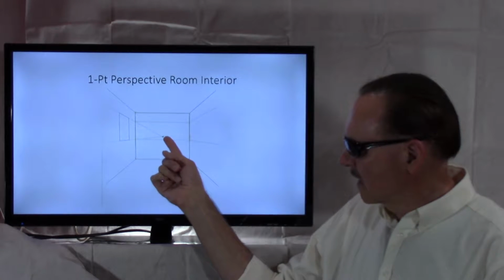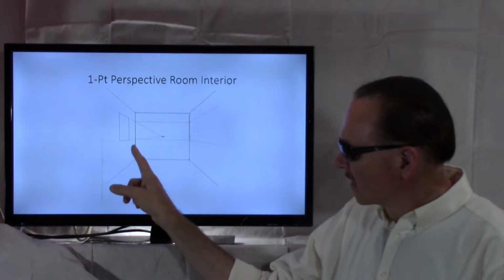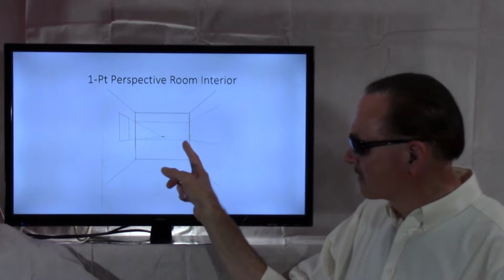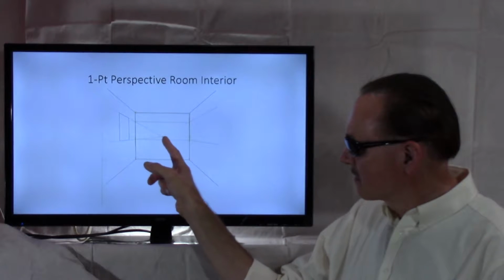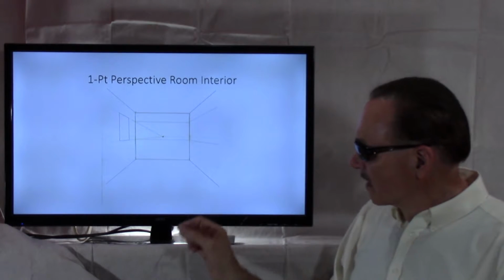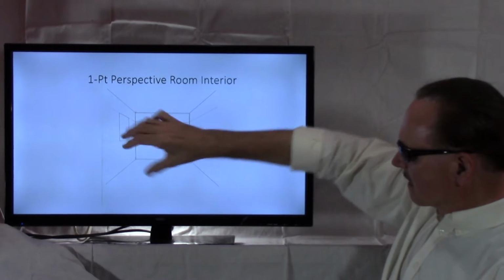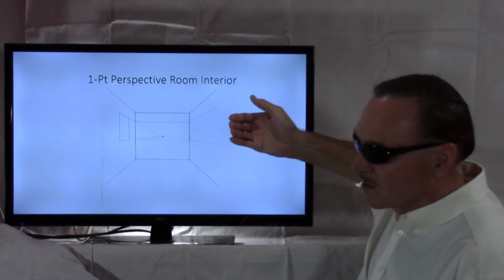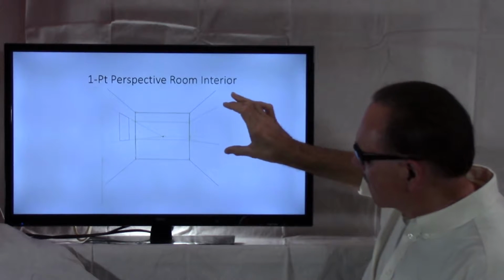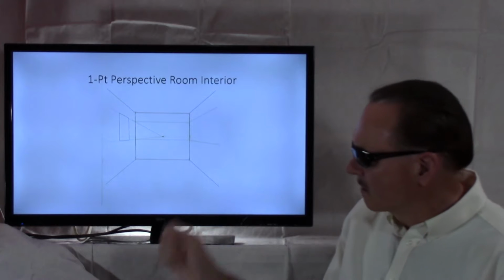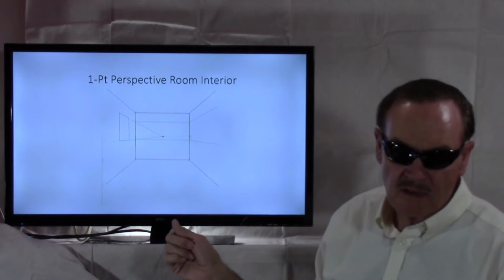If I were going to draw the bottom of the window of the same size, I would have to use the same vanishing point here for the bottom. Where it runs into this corner, I make a horizontal line to this side and continue with a vanishing point through here. So the window on this side would be the same height here. If it's closer to us, it will be bigger. If it's closer to the far wall, it will be smaller, but it will be proportionate.